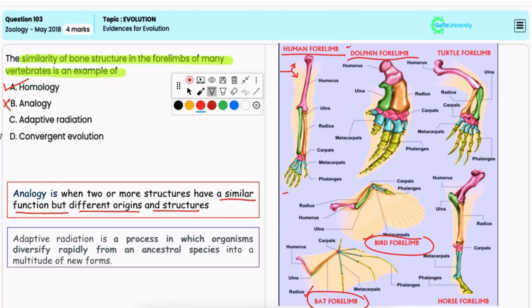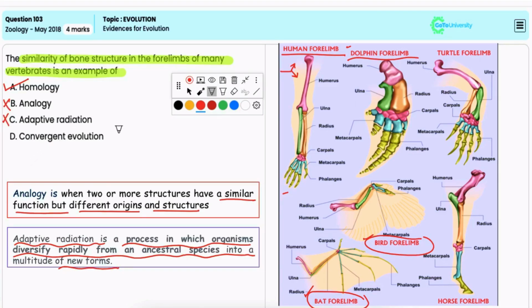Option C, adaptive radiation. Now, adaptive radiation refers to the process where organisms diverge into a variety of forms, particularly when new ecological niches become available. Now, adaptive radiation can lead to homologous structures in various species, but it cannot be the only reason for the similarity in bony structure in vertebrate forelimbs. Hence, it is incorrect.